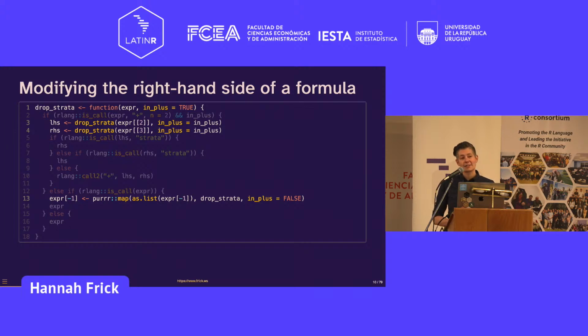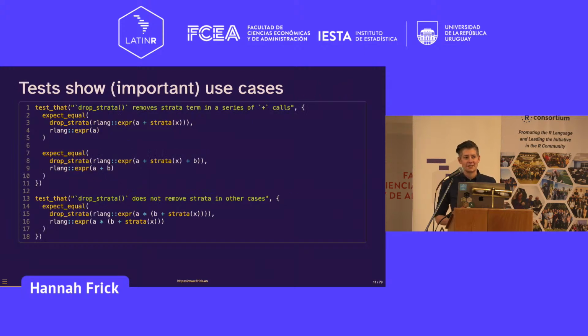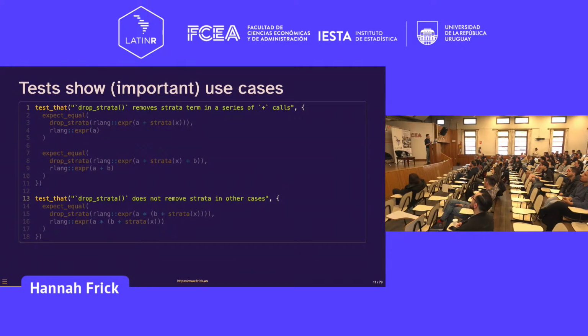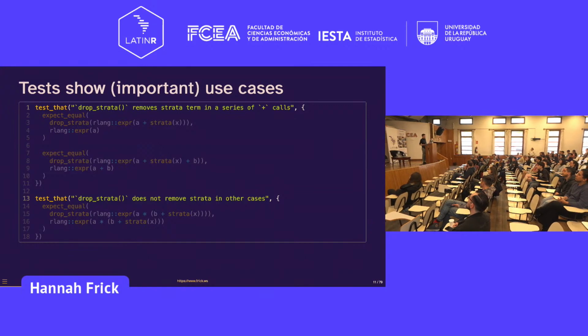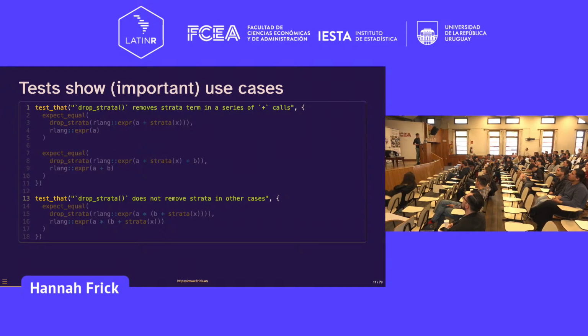So a little bonus tip when you try to read somebody else's code in a package, and there's no examples, it is an internal function, it's not being exported, there's not much to go on. Go open the tests, because if nothing else, you get some examples, and you get a little glimpse into what the person who wrote this cared about. So here, we get to see that that function should remove a strata term, like in a series of plus calls, and otherwise don't touch it.